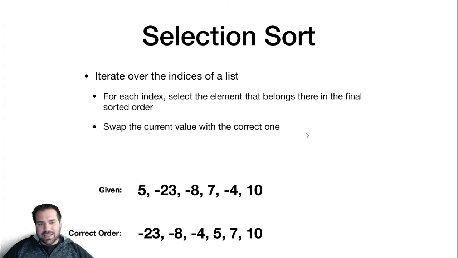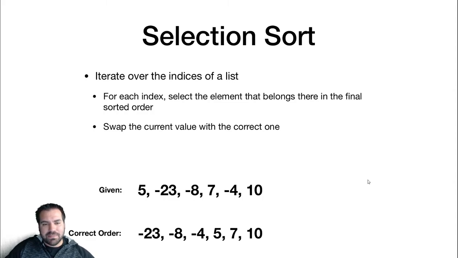So let's revisit selection sort, and then I'll show you an implementation of selection sort that uses first order functions. For this, we want to iterate over the indices of a list, and for each index, figure out which value goes there. I'll go fast through this selection sort. I don't want to spend too much time reviewing this.